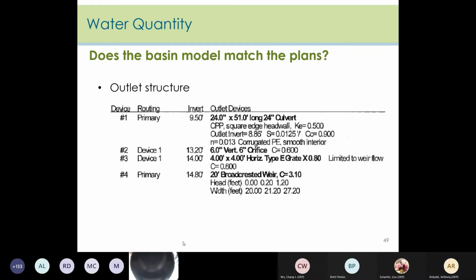The next thing to check is if the basin model actually matches what's on the site plans. So this is the outlet control structure in the Basin Model. Device 1 is the outlet from it, so that's not really relevant. Device number 2 is the inlet at 13.2 feet, and it's a 6-inch orifice, which is good. They also have a weir at elevation 14 feet and a grate and a broad crested weir, and so that must be the emergency spillway at elevation 14.8.